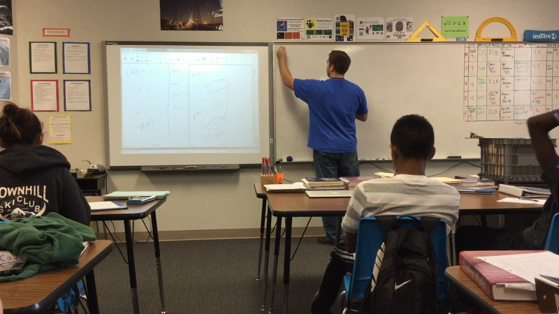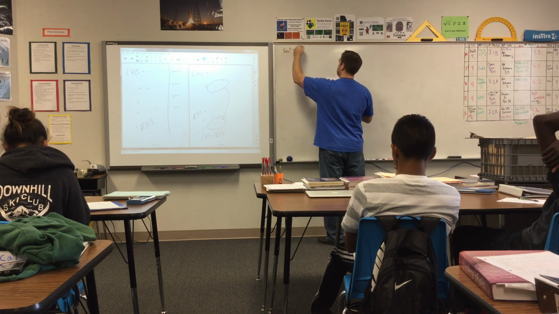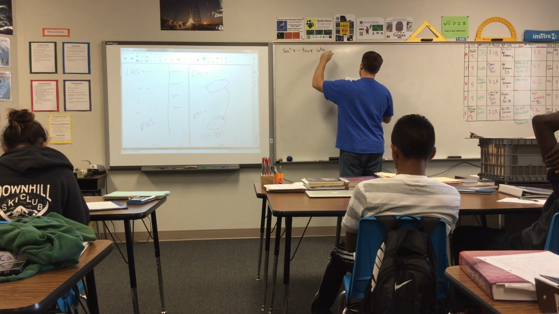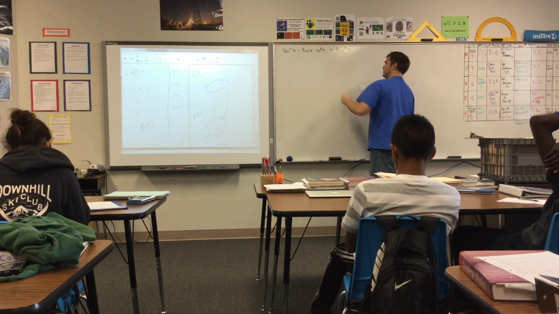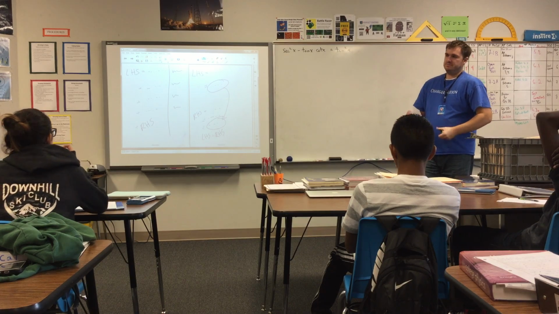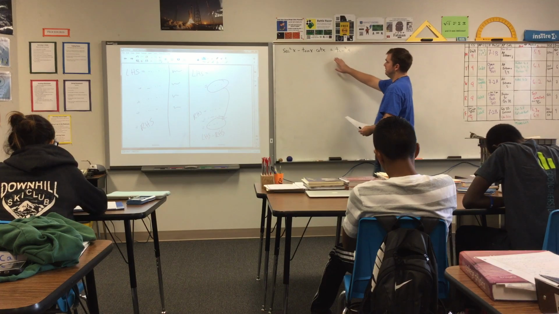So here's your first identity. Secant squared x minus tangent x times cotangent x equals tangent squared x. Is that times cosine or cotangent? Yep, times cotangent.